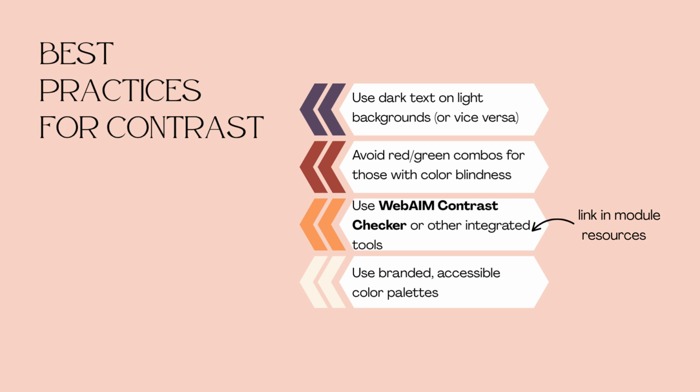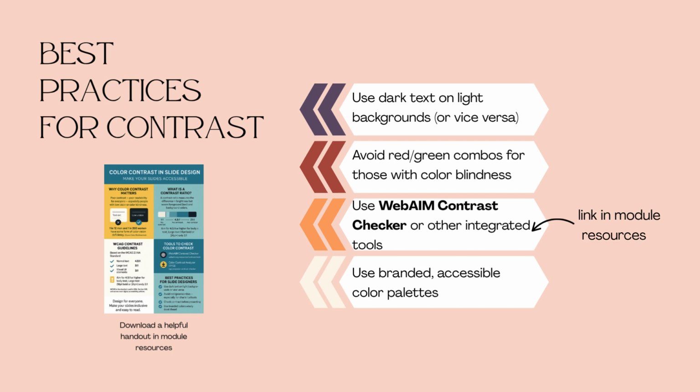1. Use dark text on light backgrounds and vice versa. 2. Avoid red-green combinations for those with color blindness. 3. Use WebAIM contrast checker or other integrated tools to check accessibility. 4. Use branded, accessible color palettes built into a program. You can download a printable infographic in the module resources to refer to. In the next section you will see a demonstration of the WebAIM contrast checker tool.